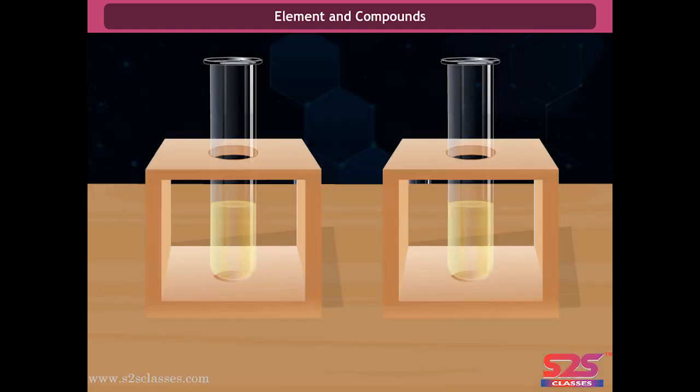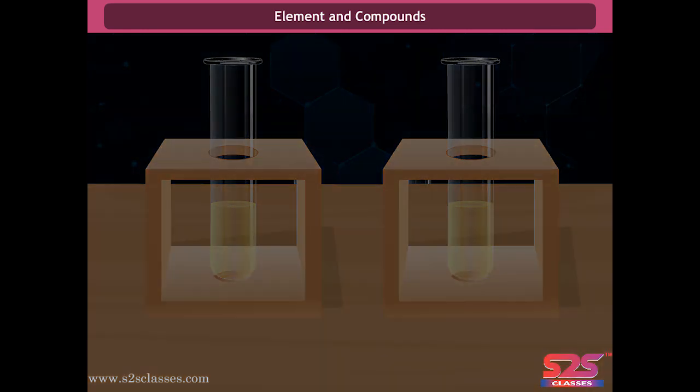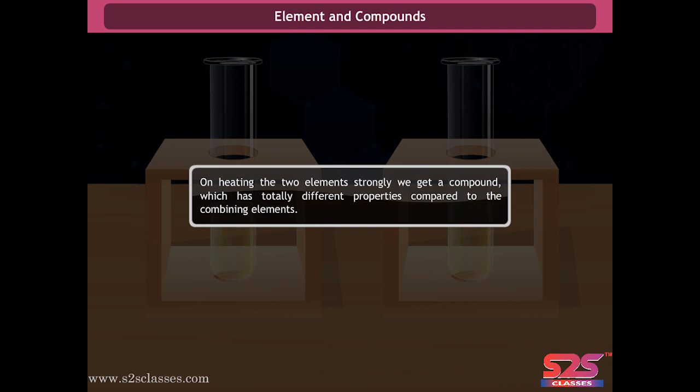We can also observe that the texture and the color of the compound are the same throughout. We conclude that the properties of the mixture are the same as that of its constituents. On heating the two elements strongly, we get a compound which has totally different properties compared to the combining elements.